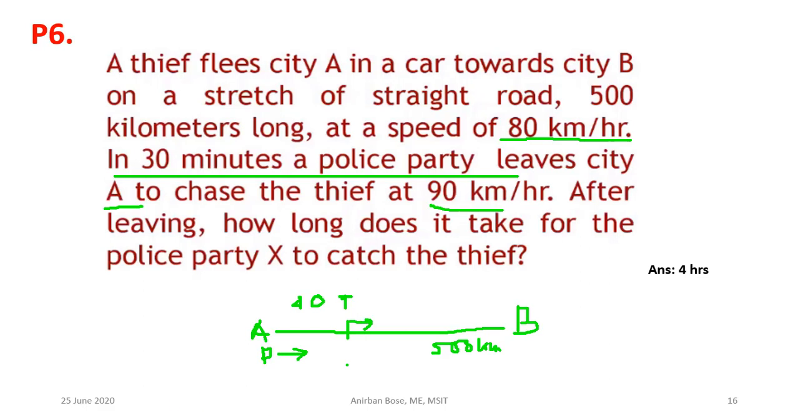So what is the relative velocity? Relative velocity will be the difference. So 90 minus 80, this is the relative velocity. So relative velocity is 10 km per hour. So every hour the distance will be reduced by 10 km. The police has to reduce this 40 km distance between them. So how much time will it take? This is 40 km divided by their relative velocity. So in 4 hours. This is the answer.